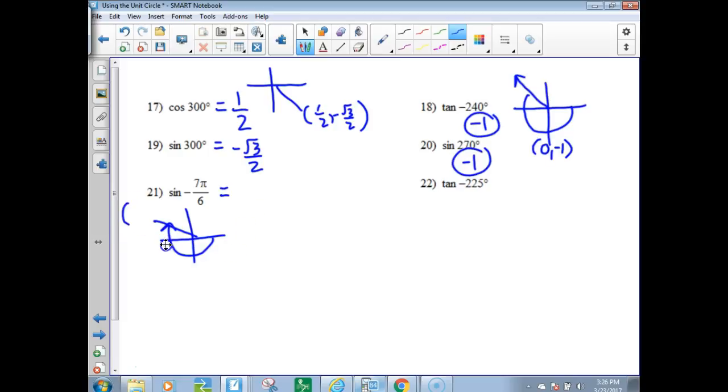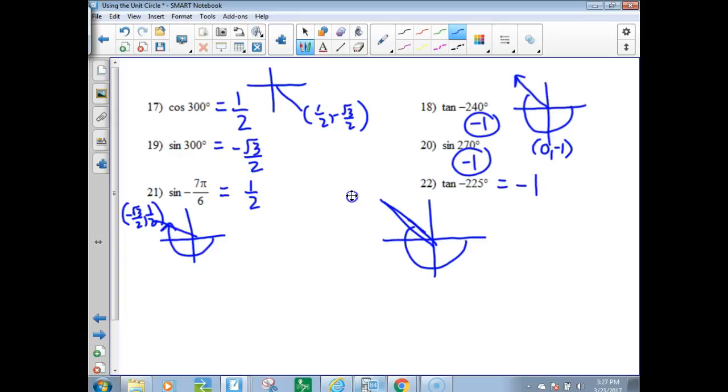What's the point there? Pi over 6 reference. Okay, so the sine is the y part, it's 1/2. And negative 225: positive 225 is in quadrant 3, negative 225 is in quadrant 2. Okay, tangent, all students, tangent's negative in that quadrant, so this would be negative 1.